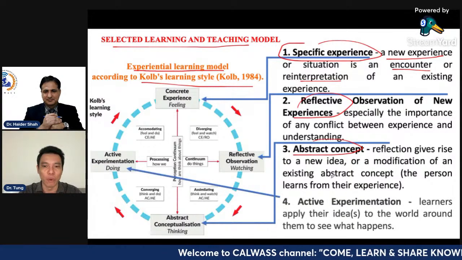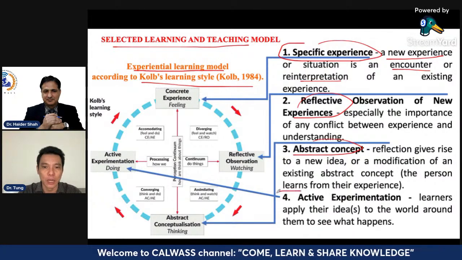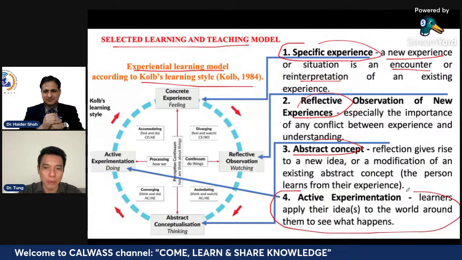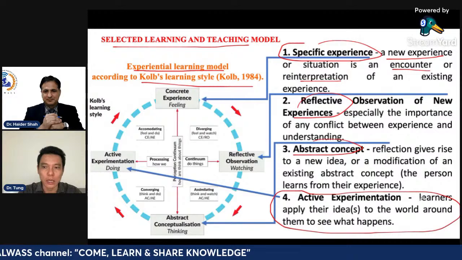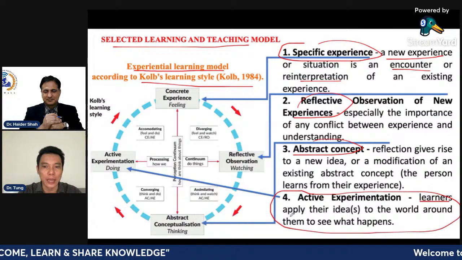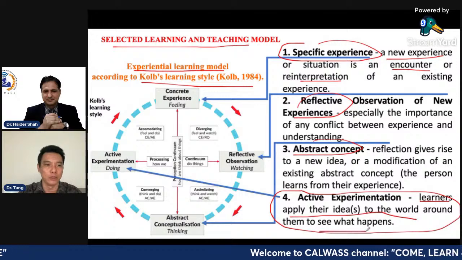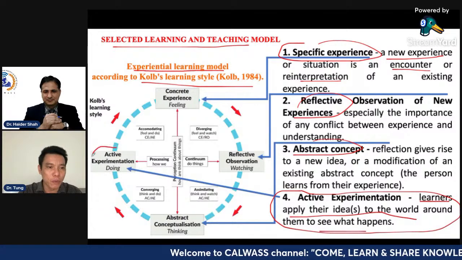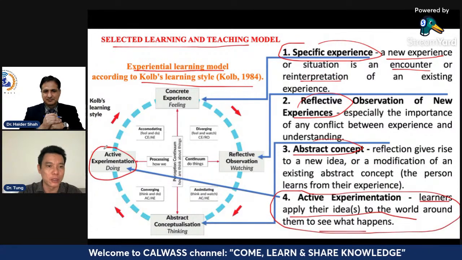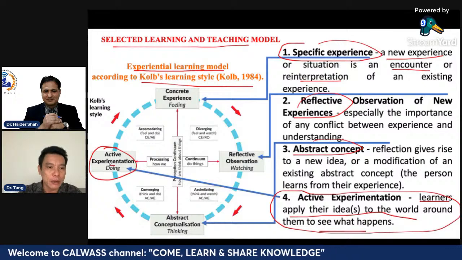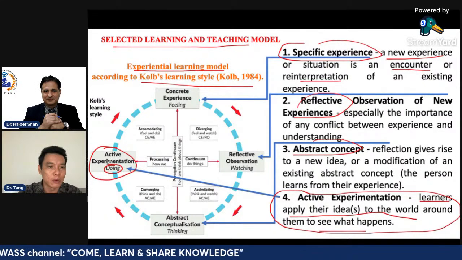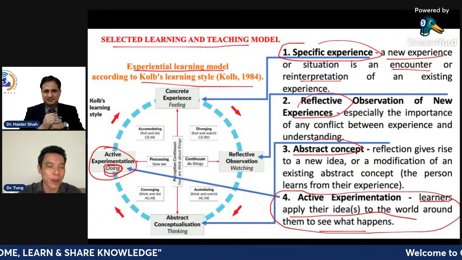And lastly, number 4, active experimentation. This is very important because the learners can apply their ideas to the world around them to see what happens. So my research focuses on active experimentation. It means that the students, after they learn the theory, do something by practicing.